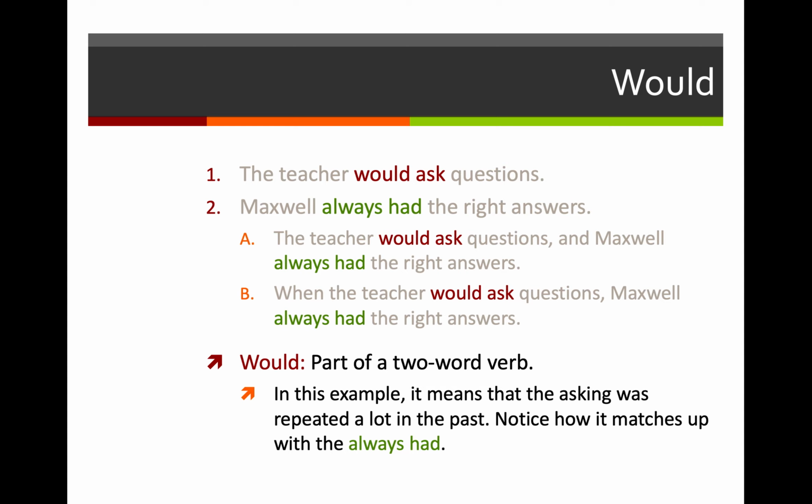Thinking about that, would is part of a two-word verb. It's saying something more than just it happened in the past. It was habitual, a commonplace thing. You would see this day after day. The teacher would do this, and the teacher would do this, and the teacher would do this. That two-word verb pairs up nicely with the other one. It's not a two-word verb, but it's an adverb and a verb: always had, always had, always had. We're talking about something that went on all the time in the past.